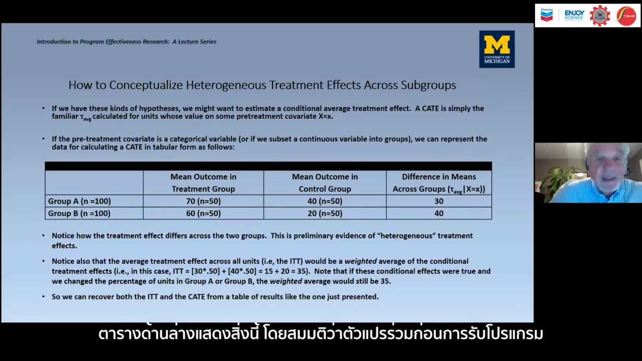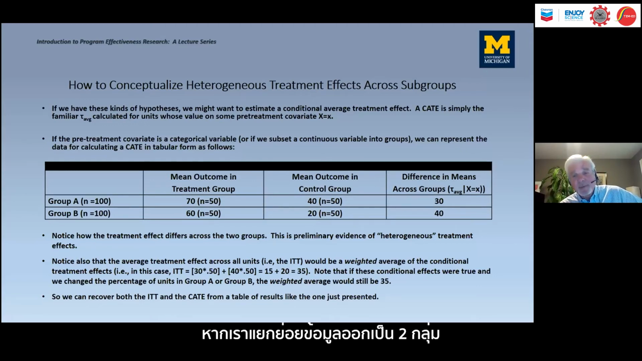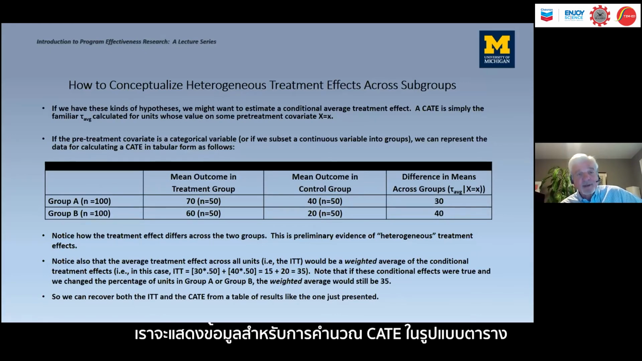So a table below shows this. Supposing that the pre-treatment covariate is categorical: male or female, high income, low income, some ethnic category. If we subset the data into two groups, we can represent the data for calculating a CATE in tabular form.